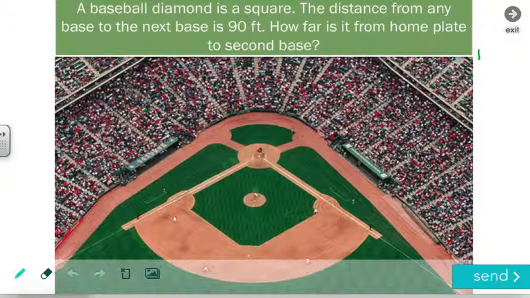Does this all appear on everyone's iPad? Okay, so go ahead and solve this problem on your own on the iPad. It says a baseball diamond is a square. The distance from any base to the next base is 90 feet. How far is it from home plate to second base? If we were using calculators, we would be able to approximate to the decimal, but you can just leave it with the radical in the answer.